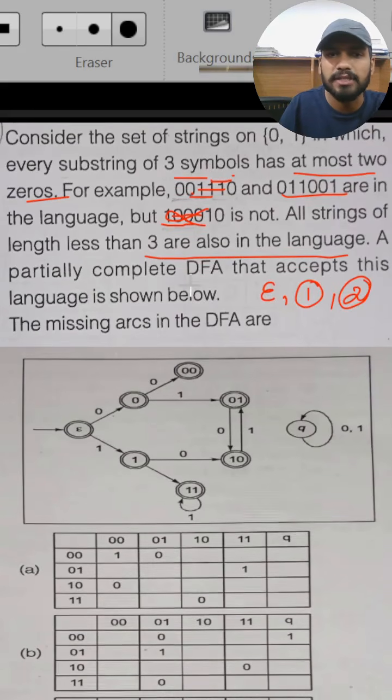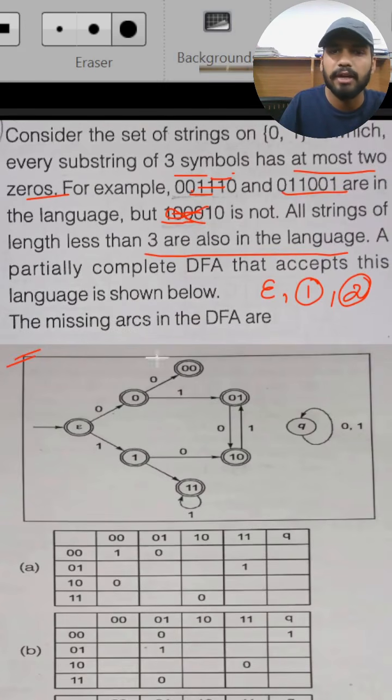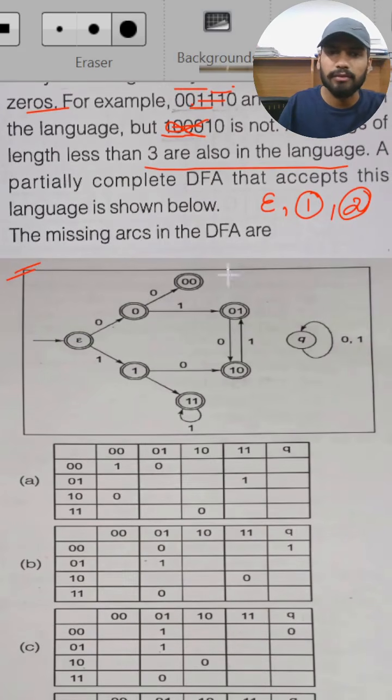A partially completed DFA is given, and we need to find the missing arcs in this DFA. First of all, let us see how to solve this type of question. You don't need to draw the whole DFA again and then compare each option and mark the correct one. This will take a whole lot of time. So we will use the option elimination method. Before diving into the solution, let's understand the DFA first.